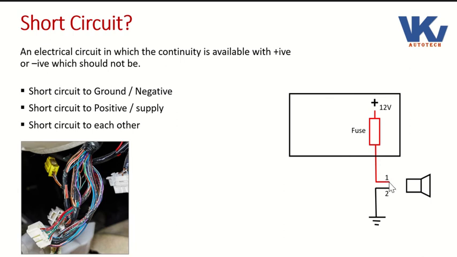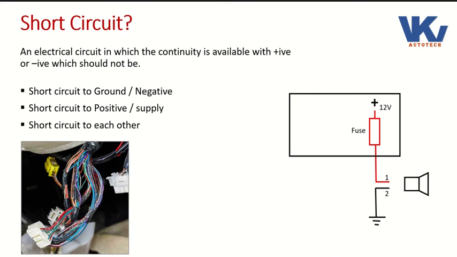Suppose the 12-volt supply is not available and you check the fuse is also blown. So no need to replace the fuse immediately. First you need to check the wiring. You need to check the short circuit to earth. So you can check the continuity of this point with the ground. If you find continuity with the body ground, it means this wire is short to ground or short to negative. That's why the fuse gets blown. So first you need to repair that particular point, and then you need to replace the fuse. Right? So this is a short to negative or short to ground.